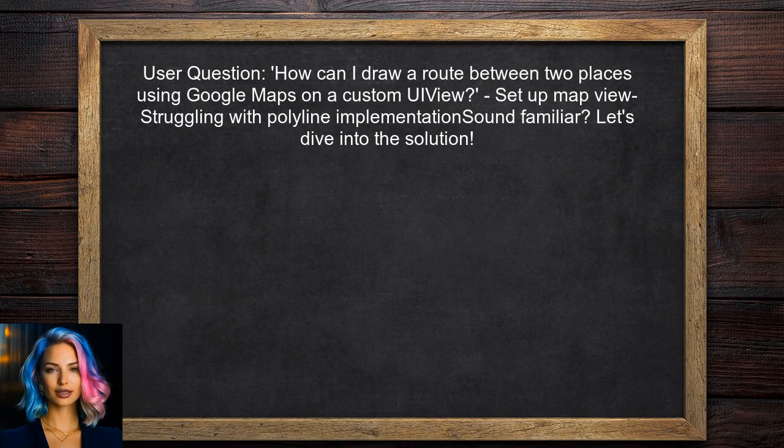Here's the situation we're addressing. One user asked, "How can I draw a route between two places using Google Maps on a custom UI view?" They mentioned they have set up their map view but are struggling to implement the polyline correctly. Sound familiar? Let's dive into the solution.